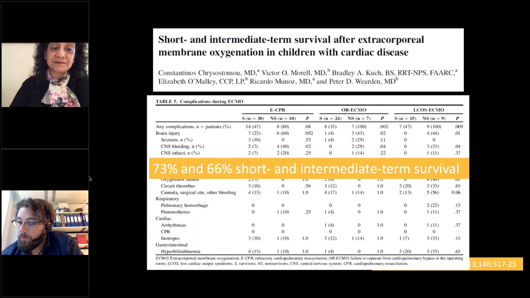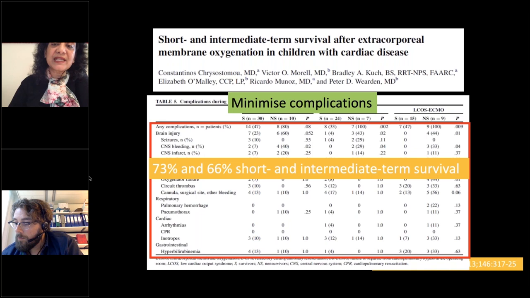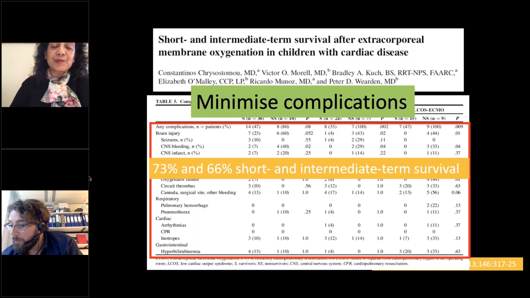You can see here that this paper looking at complications during the ECMO run found that any complication was statistically significant in predicting mortality. It's important to highlight here that we must minimize complications. The complications that worry us most are brain injury in the form of CNS bleeding, and lung injury in the form of pulmonary hemorrhage or widespread atelectasis.